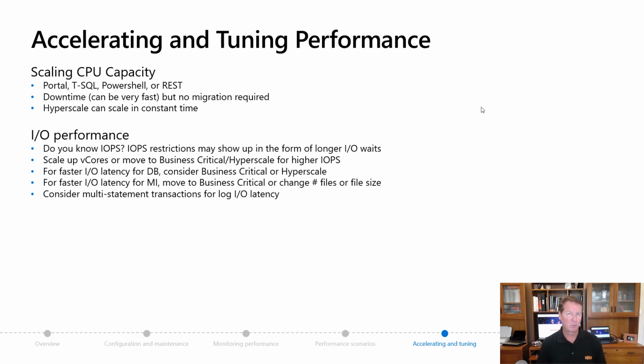Well, first, it's kind of important to understand IOPS, what that even means, because if you're restricted on IOPS, it could show up in longer I/O waits. And your IOPS are dependent, again, on those service tier vCore choices. And in some cases, with managed instance, it could be affected by your choice of the number of files or the size of files. So if you're running into I/O latency problems or IOPS restrictions, you certainly should look at your application. But it may be that your application's tuned, you just need more capacity. And so choosing the appropriate number of vCores or moving up to, say, business critical or hyperscale could be important for you.